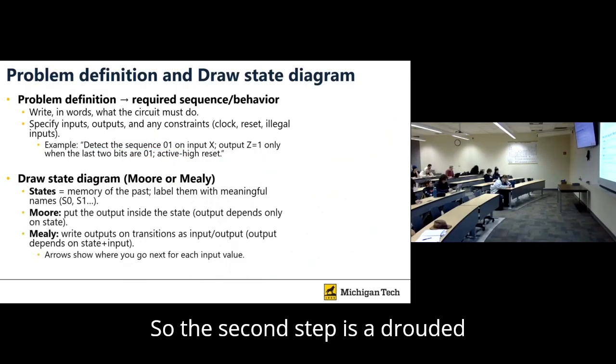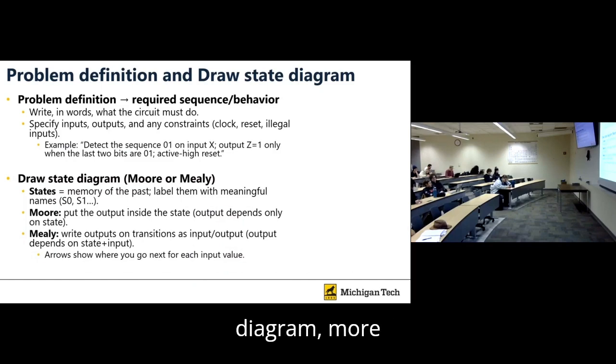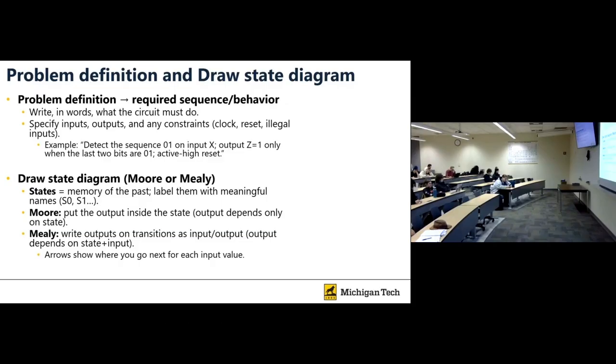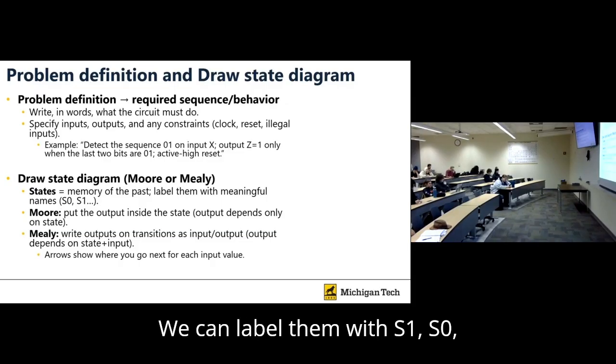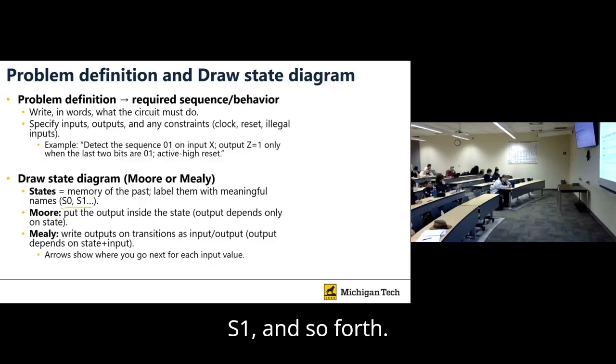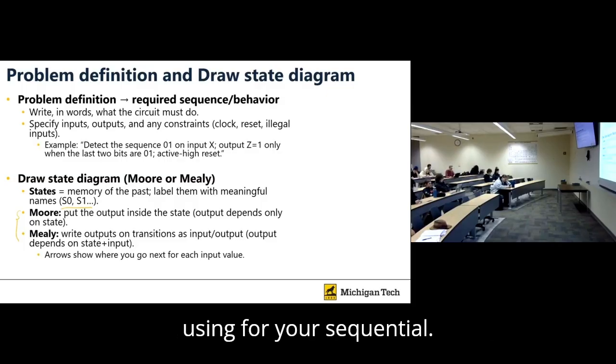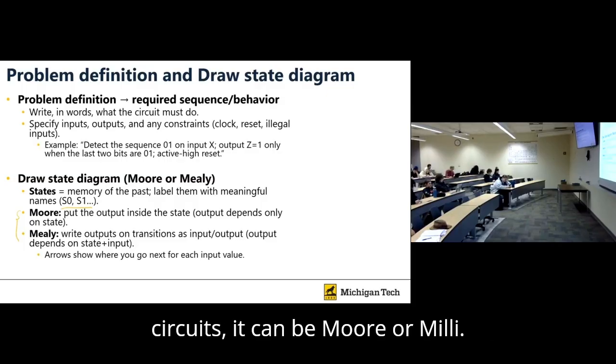So the second step is to draw the diagram, more formally. States actually consider the memory of the past. We can label them with S0, S1, and so forth. And it depends which method you are using for your sequential circuits. It can be Moore or Mealy.